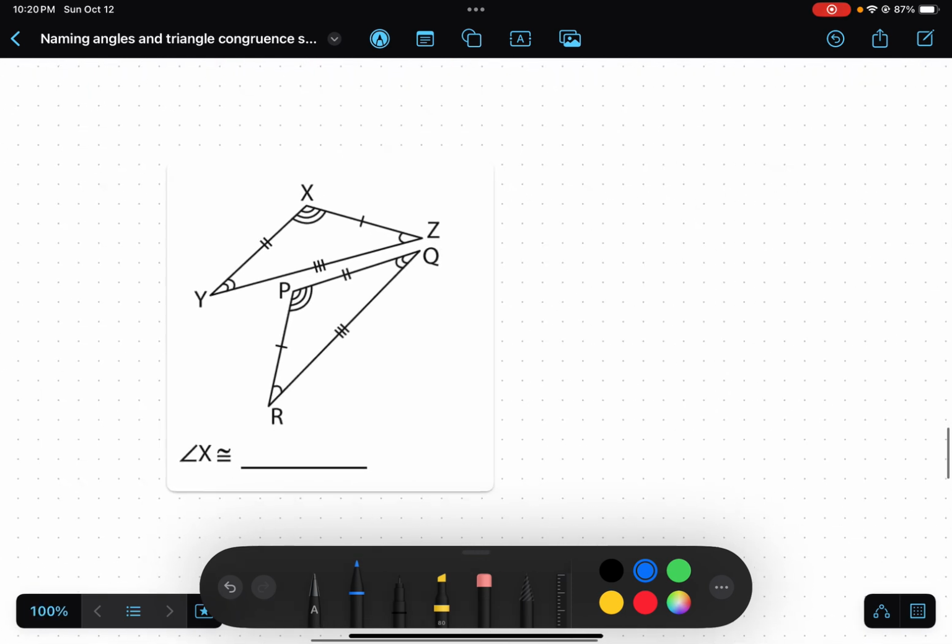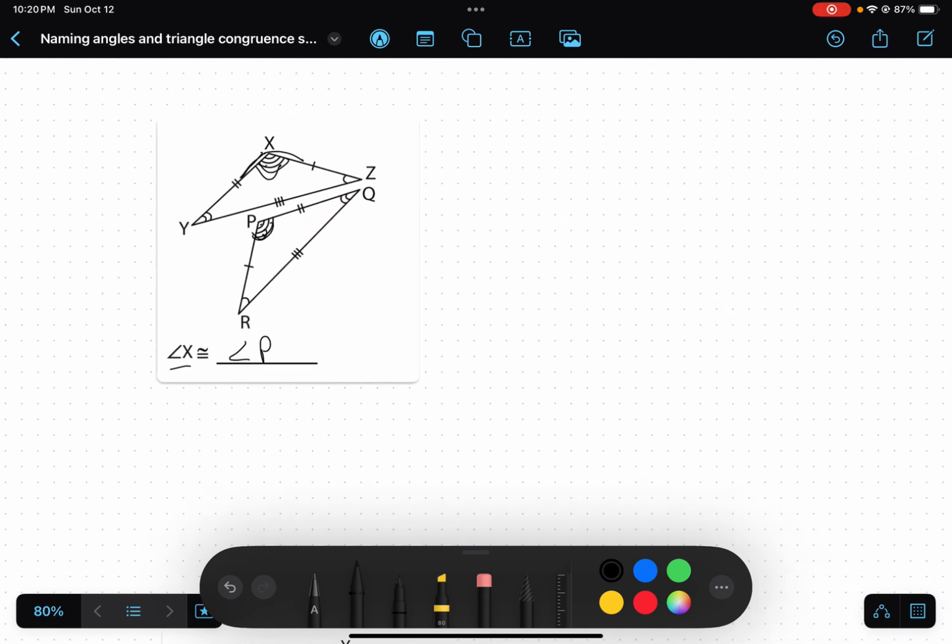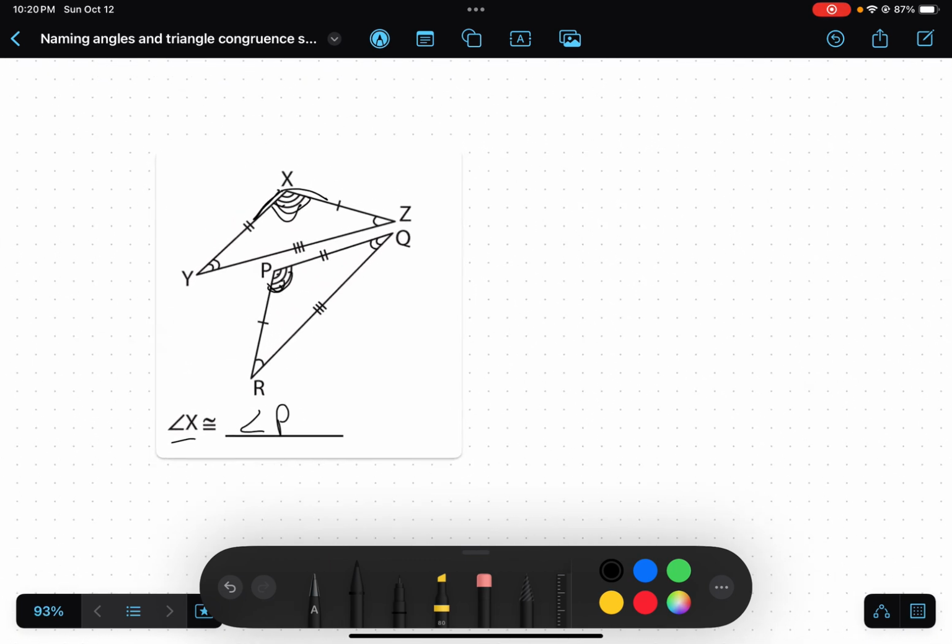All right, let's look at this one. This one is actually pretty simple since they're just asking us about this angle X right here, and they're showing us the symbols. I see the other angle that has those same symbols is angle P. So we're just noticing which parts correspond to each other and writing them out as a congruent statement. I find this lesson a little bit boring, but it's important to know all these terms and symbols to do harder geometry problems.